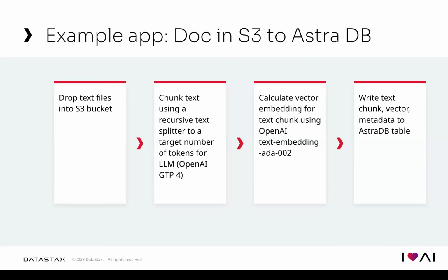Then for each one of those pieces, those chunks of text, we're going to calculate a vector embedding. We're going to do that using OpenAI's ADA02 embedding library. And then we're going to write the chunk of text plus the vector into AstraDB, which is a vector database compatible database. That's our first pipeline.